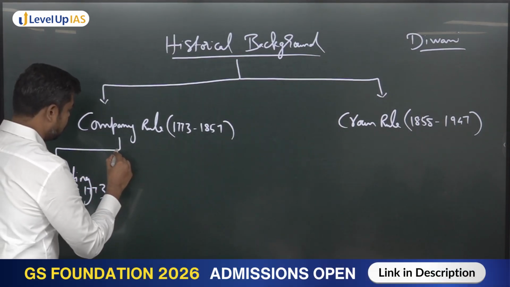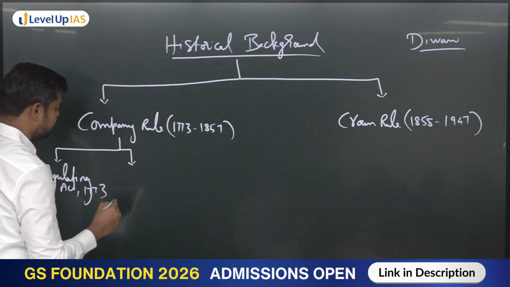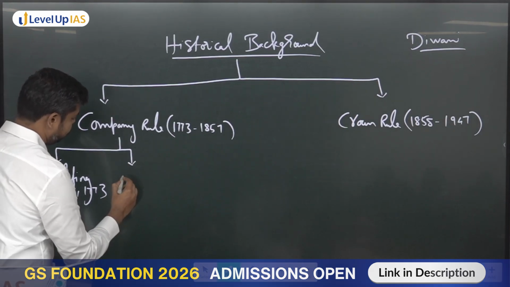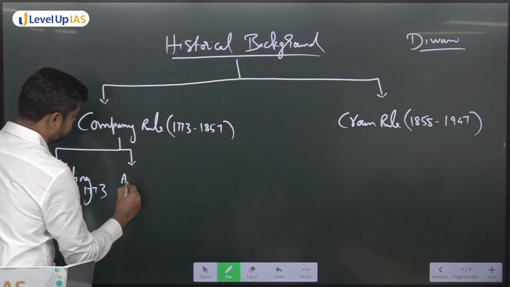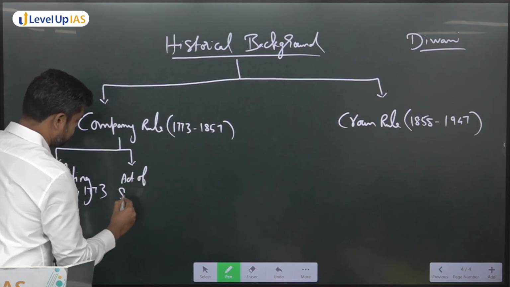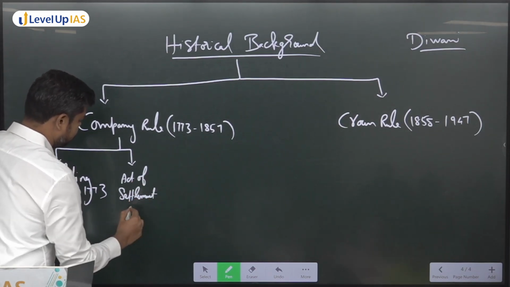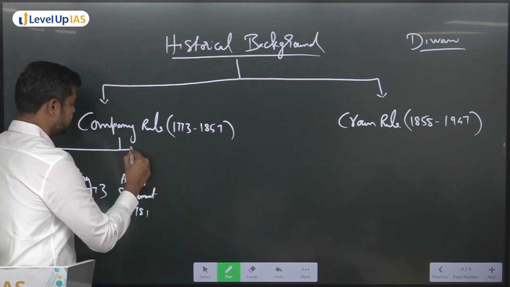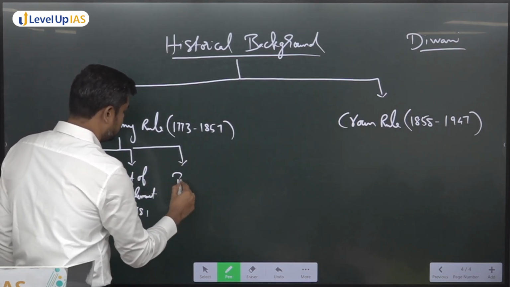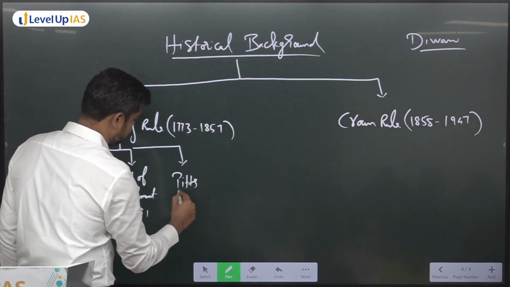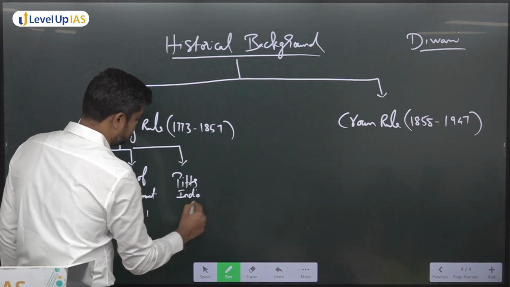And then the next important act after the Regulating Act of 1773 is the Act of Settlement, 1781. And then you have what is called the Pitt's India Act. Do you know why it is called Pitt's India Act?